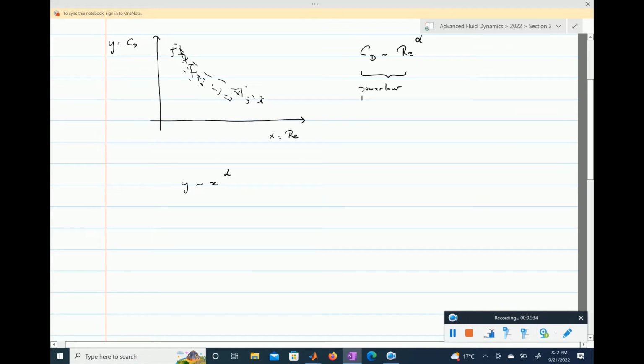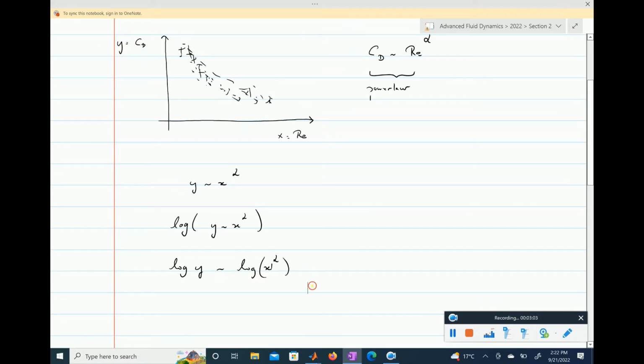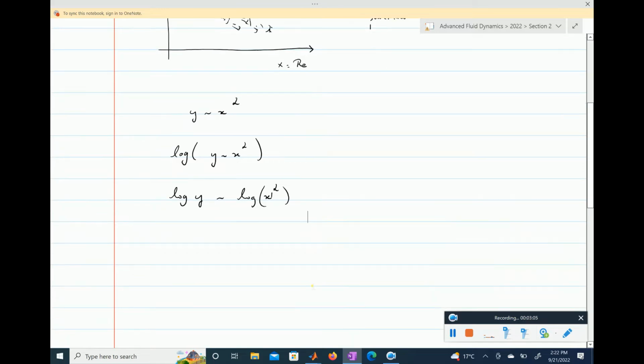If we plot this, we're plotting a linear plot. Now what happens if we take the log of each side? So I'm taking the log of that scaling law. On the left hand side, we now have the log of y, and on the right hand side, we have the log of x to the power alpha. But you know that the log of x to the power alpha is actually equal to alpha times the log of x.